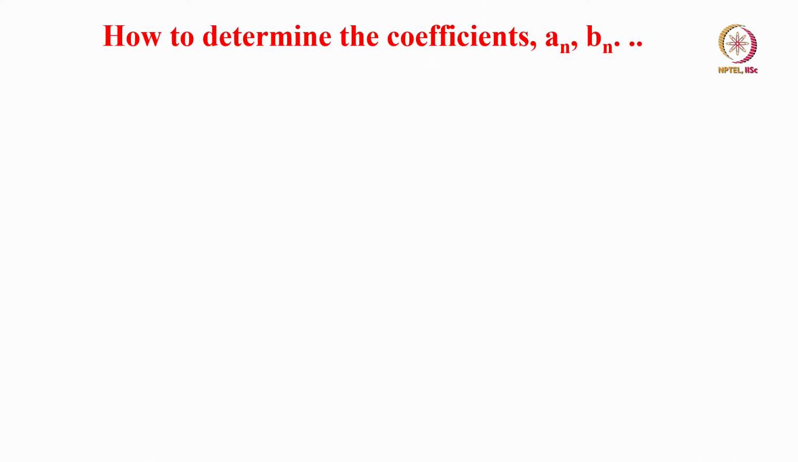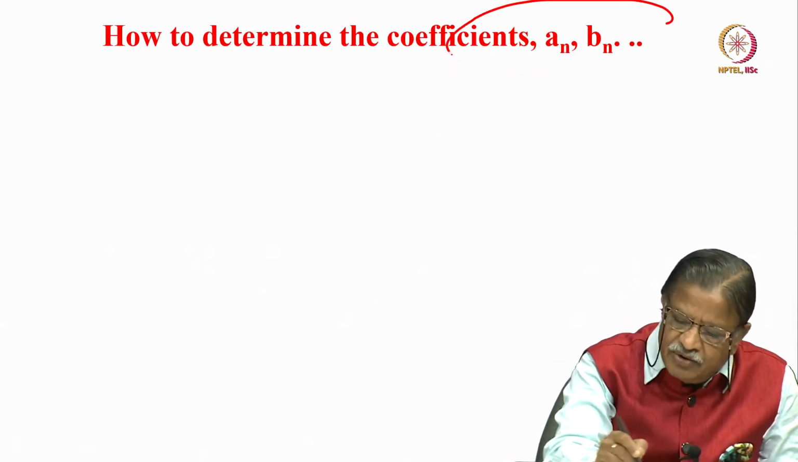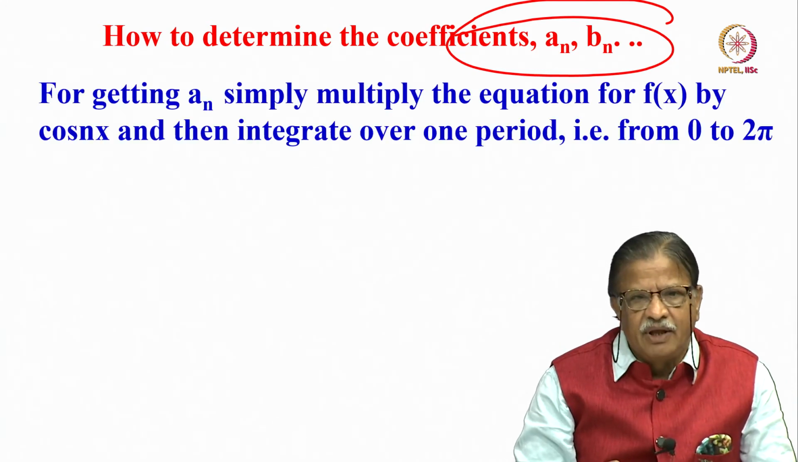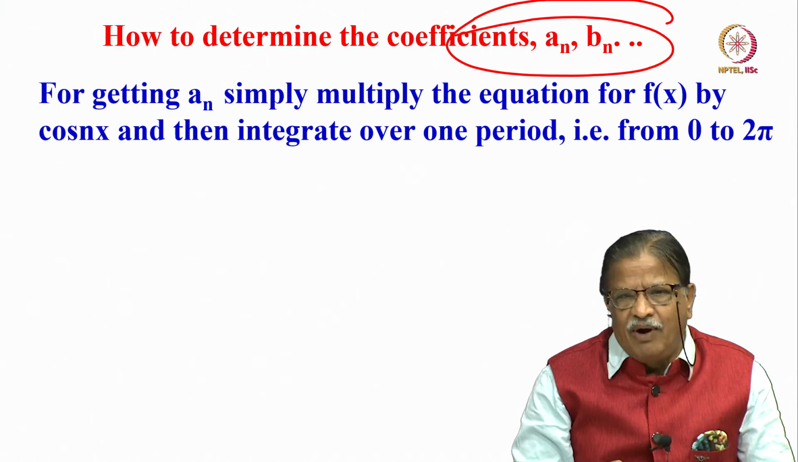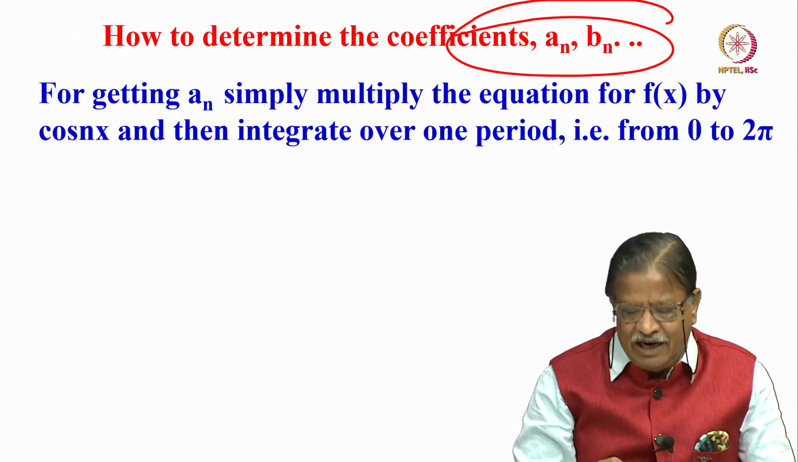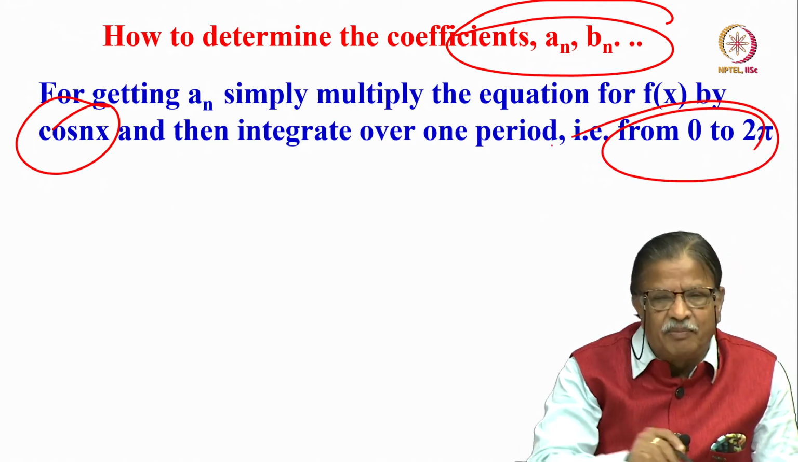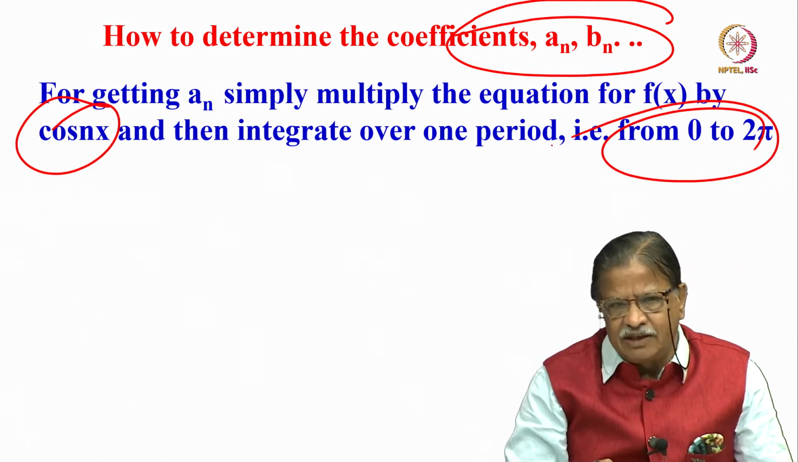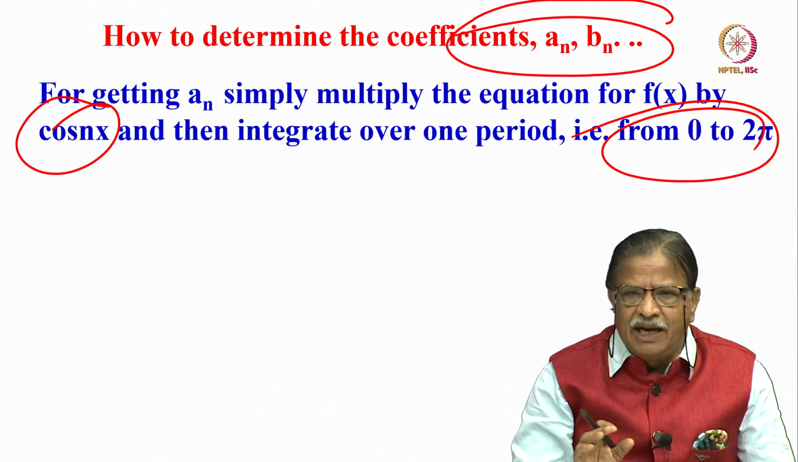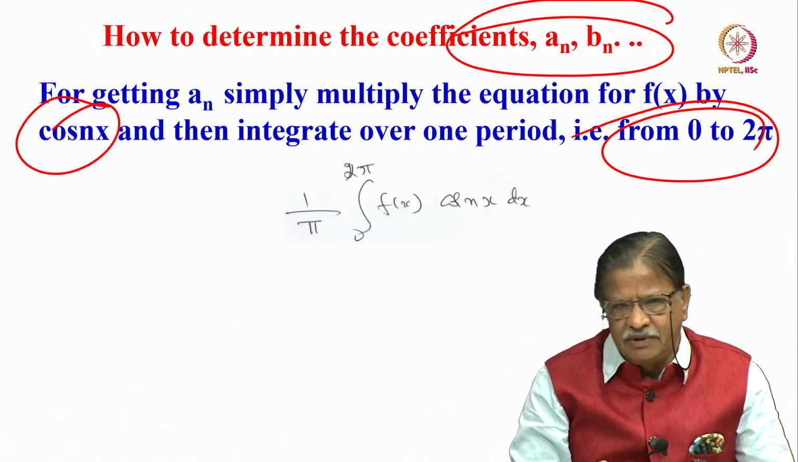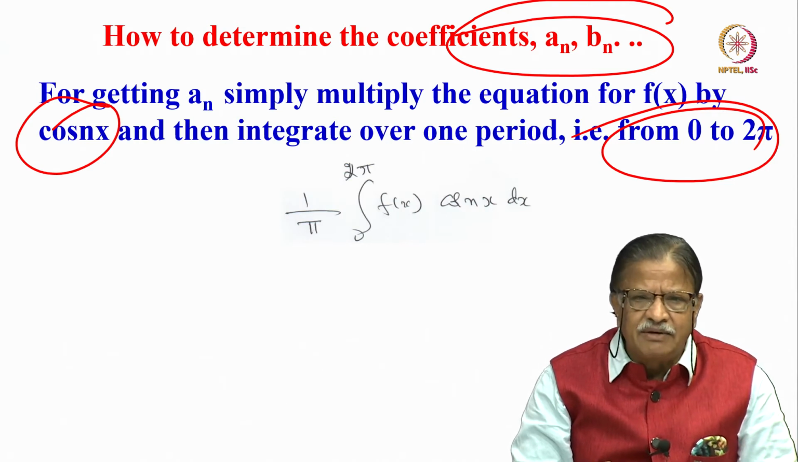Okay. Now the question I asked you is, how do you determine a n, b n, a 0, etc.? How do we do that? For getting a n, simply what we have to do with the function, as I told you already, is multiply by cosine n x and integrate from 0 to 2 pi. In the previous 2 slides I showed you that. For getting b n, I said multiply by sin n x and integrate from 0 to 2 pi. So now we will do that.